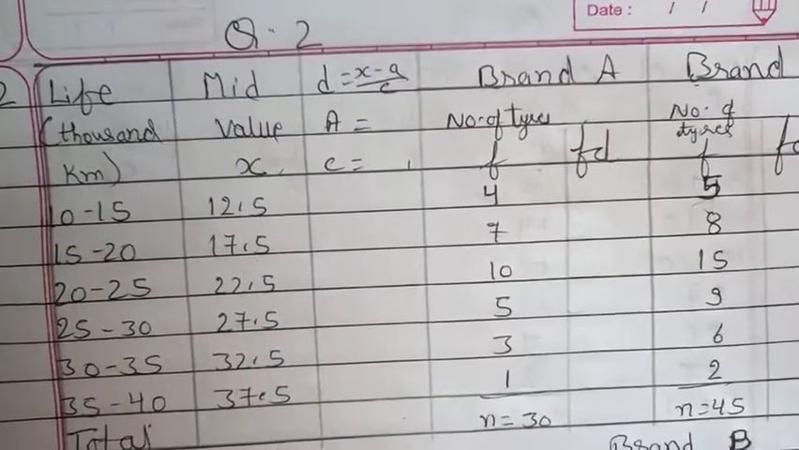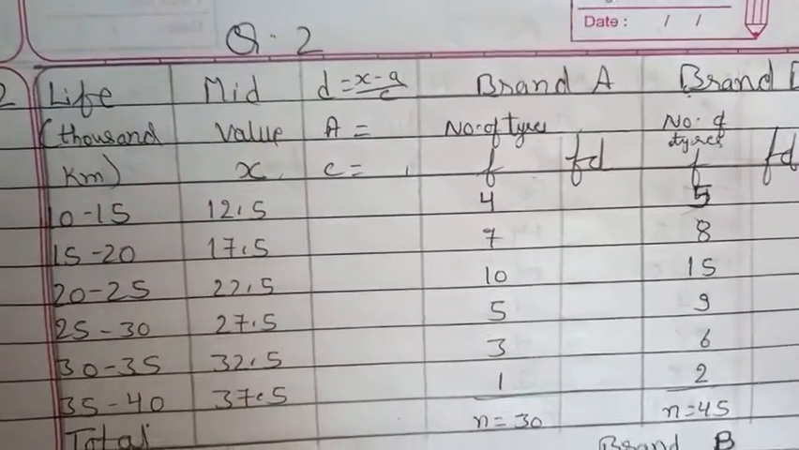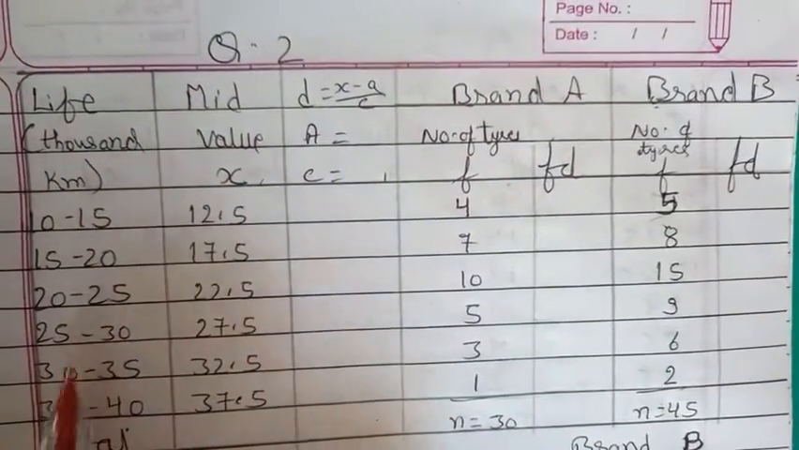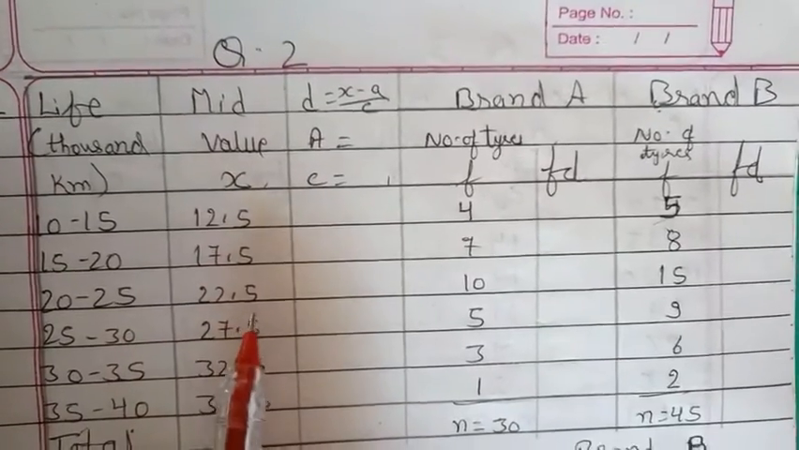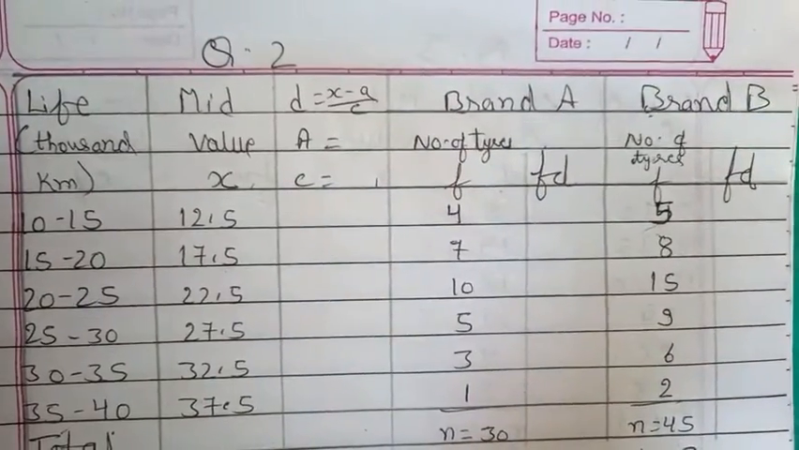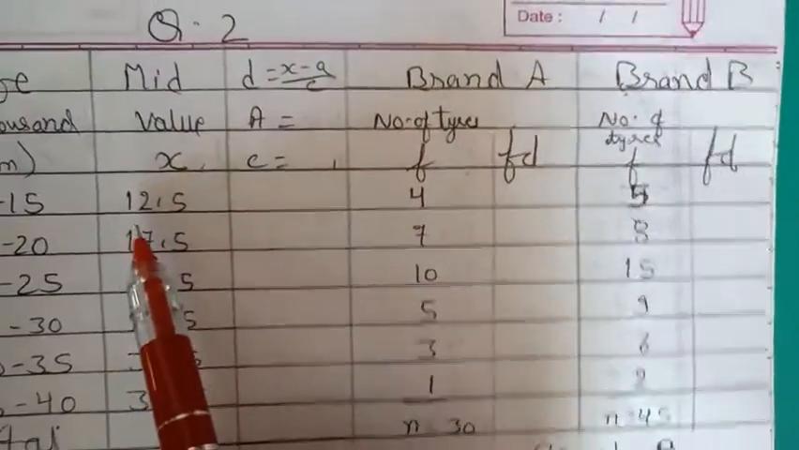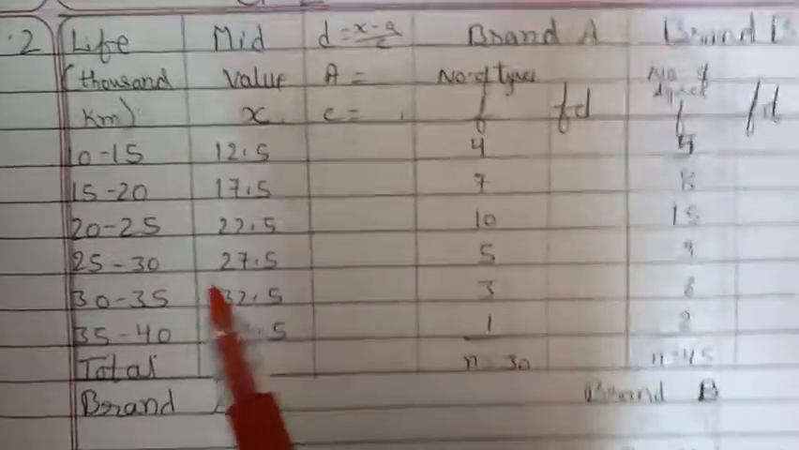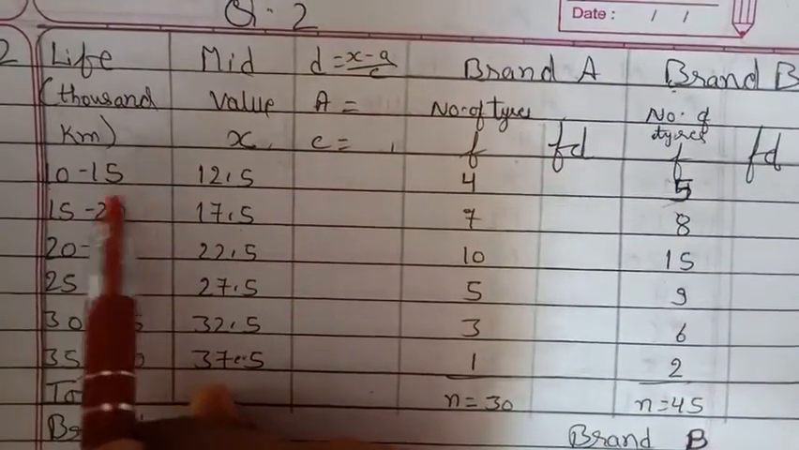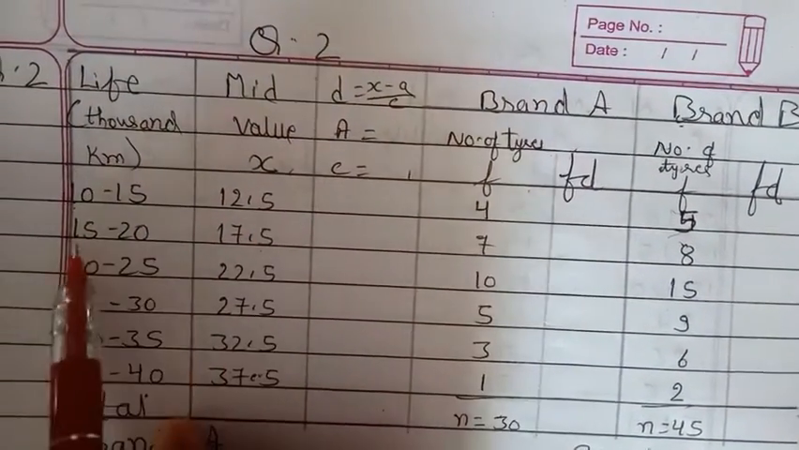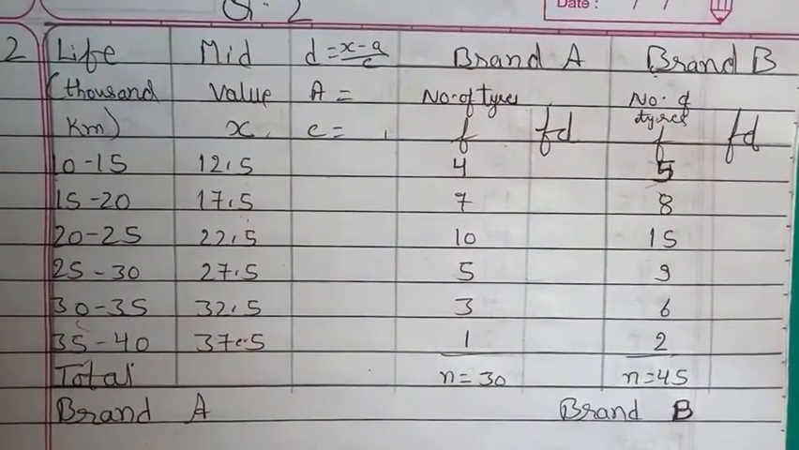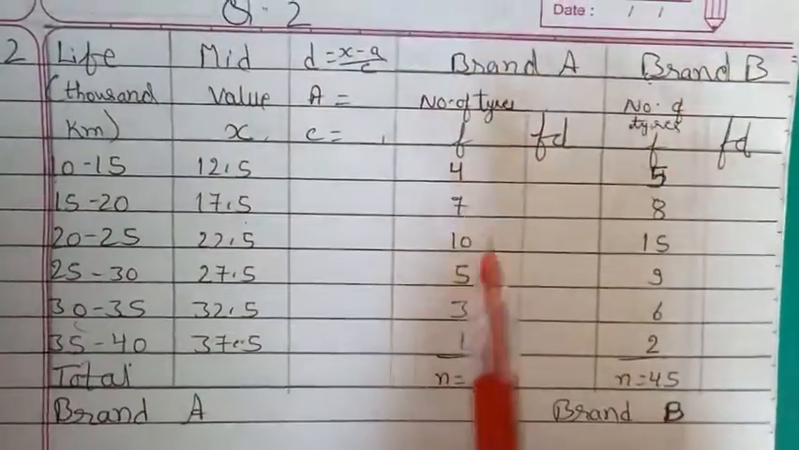Next question, that is question number 2. In question number 2 they have given us two brands of tires compared for their mean life, and the data they have given is the life in 1000 km and the number of tires of brand A and number of tires of brand B. Now here we have to find the mean. So first of all we need the mid value. Mid value we have to calculate: 10 plus 15 divided by 2 is 12.5, 15 plus 20 divided by 2 is 17.5. In the same way we have to calculate the mid value for all the classes. Frequency we already have.